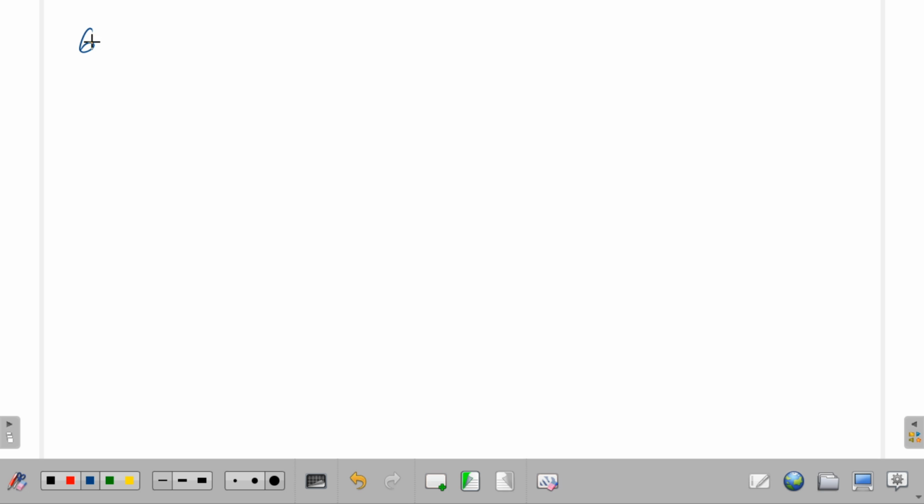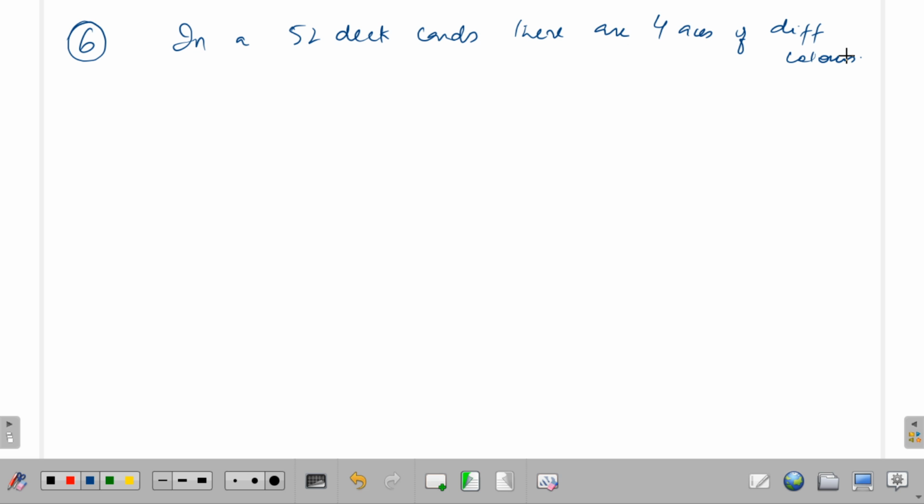Let me just go with question number 6. Question number 6 is: determine the number of 5 card combinations out of a deck of 52 cards if there is one ace in each combination. Okay, I can just say that in a 52 card deck, there are 4 aces of different colors or different combinations, same thing. So I have to find a 5 card combination out of 52 cards if there is exactly one ace. So there should be exactly one ace.